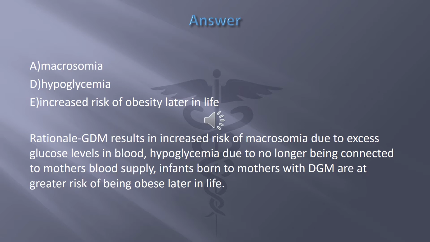The answer is A. Macrosomia. D. Hypoglycemia. And E. Increased risk of obesity later in life. Rationale is gestational diabetes results in increased risk of macrosomia due to excess glucose levels in the blood, hypoglycemia due to no longer being connected to the mother's blood supply. Infants born to mothers with gestational diabetes are at risk for being obese later in life.